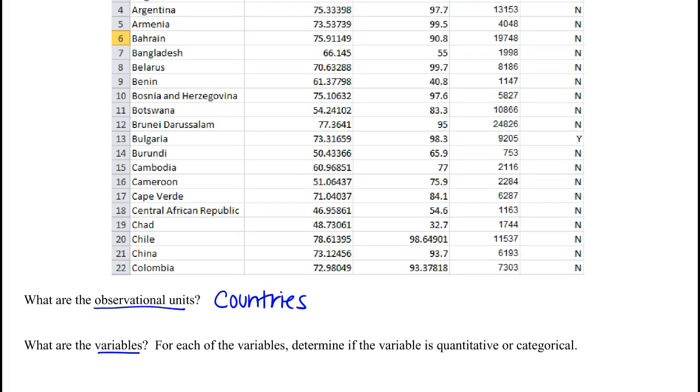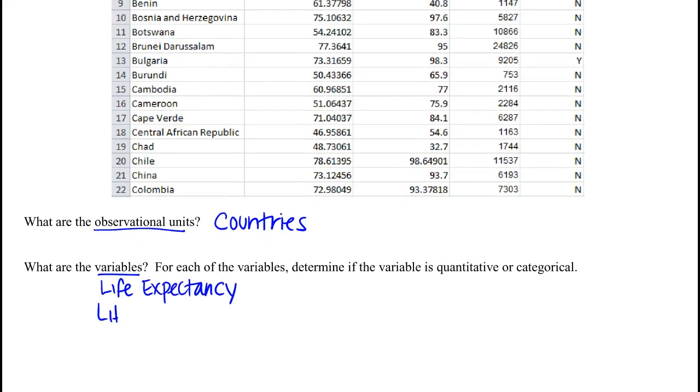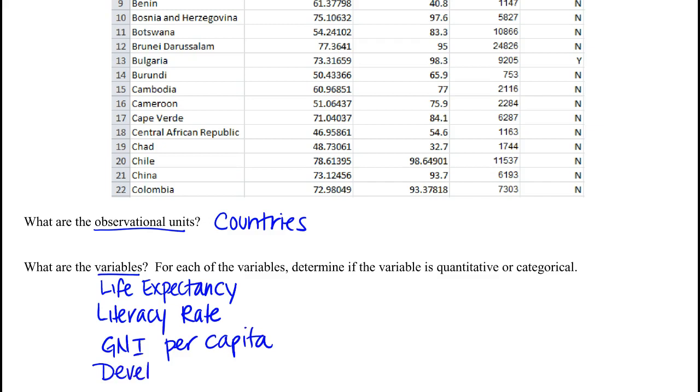Now our variables, remember, are the actual things that we were asking the countries, the information we were collecting on them. So if we look at the columns of our data set, we can see we have 4 different variables here. We have life expectancy, and I'm lazy, it says in 2008. We have literacy rates, also from 2008. We have something called GNI per capita. And we have developed, or is developed, which is about whether or not this is a developed country.